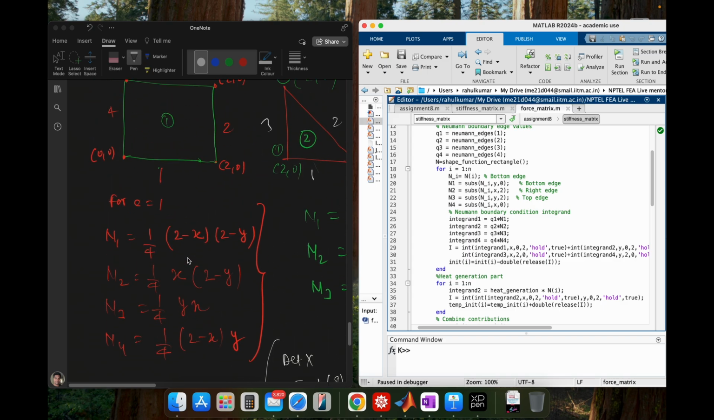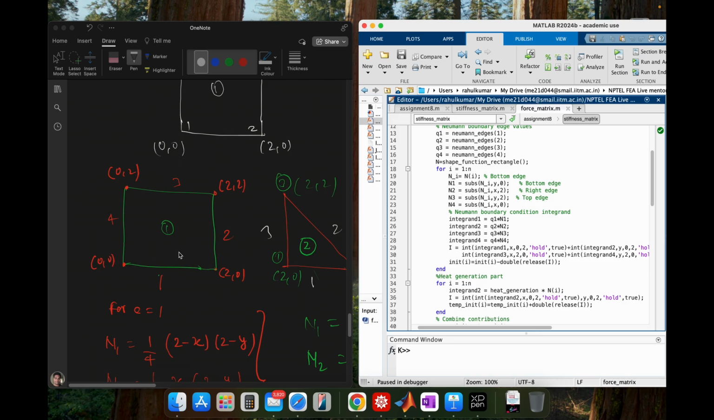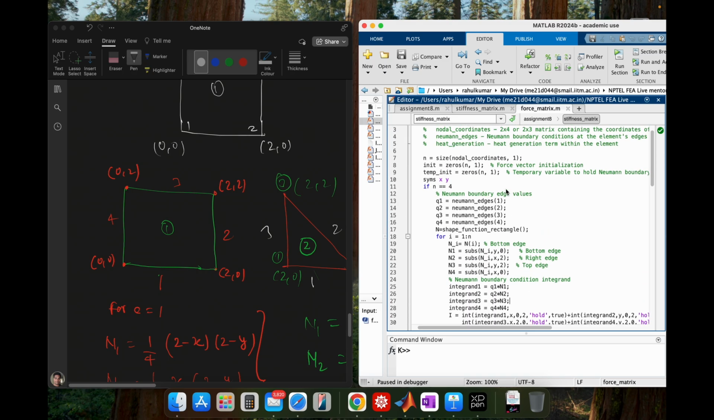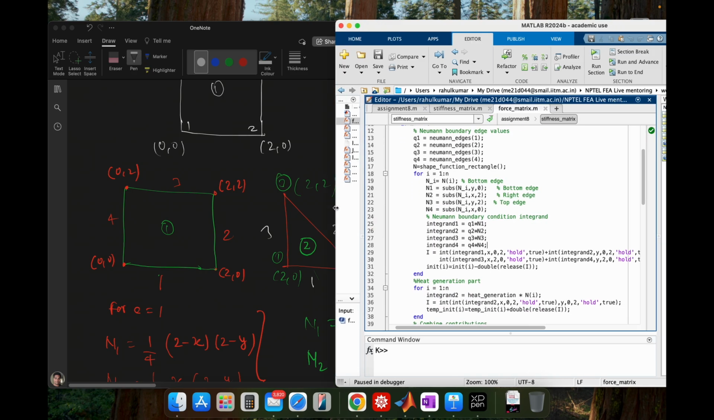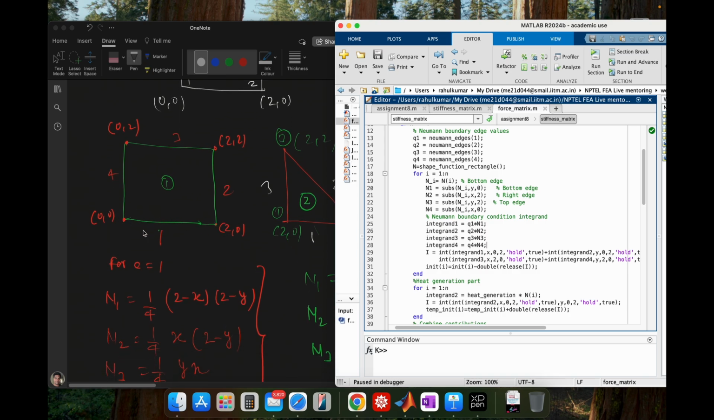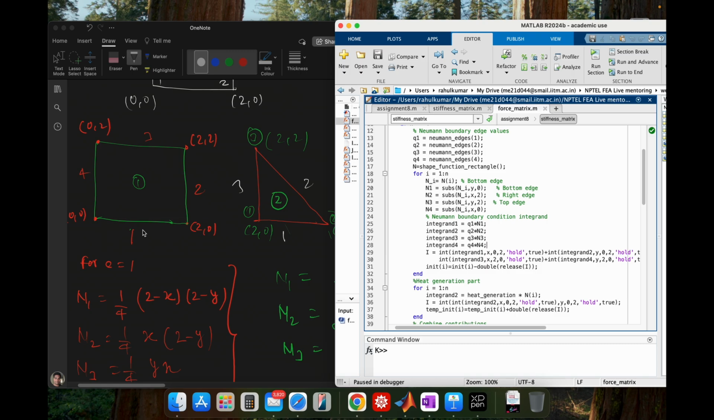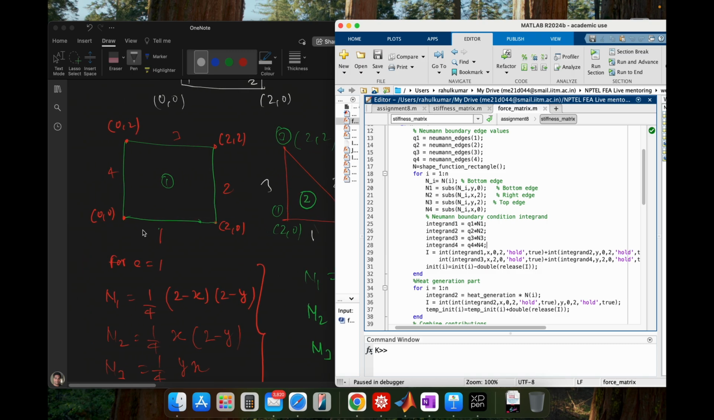Here you can see that when we integrate over this rectangle, it is doing the line integral. For the line integral, n1 is the thing when y becomes 0, n2 is the thing when x becomes 2, n3 is the thing when y becomes 2, and n4 when x becomes 0. Because we are doing the line integral, and on this line integral we are converting the whole integral into a function of xi.